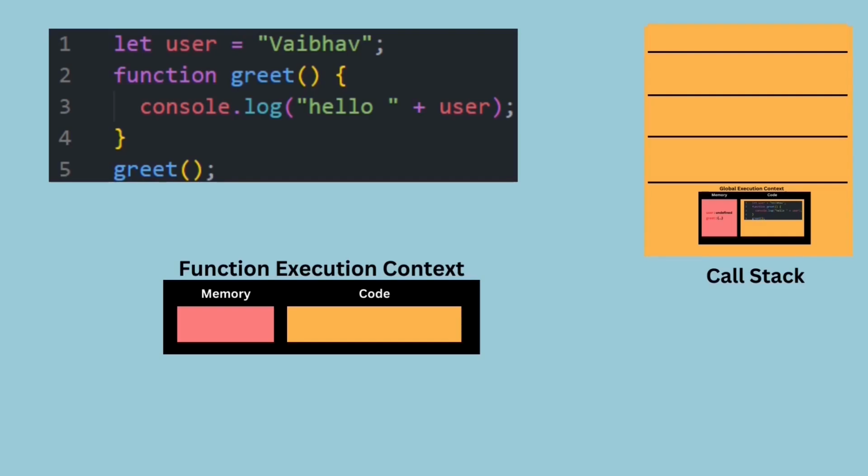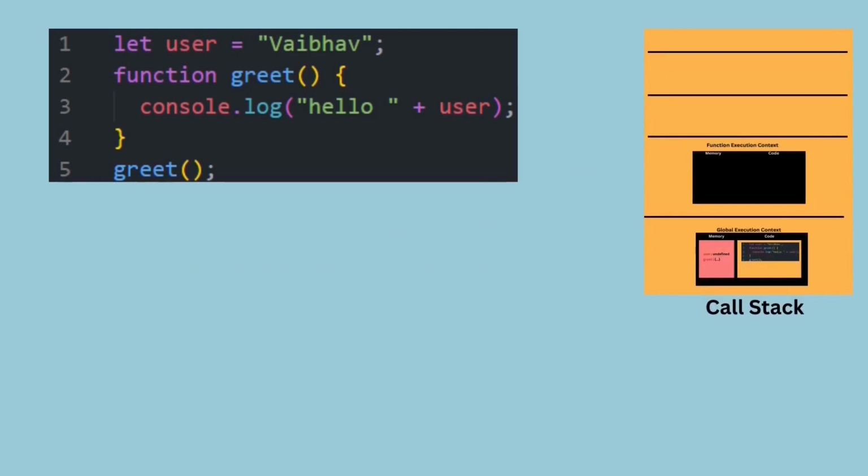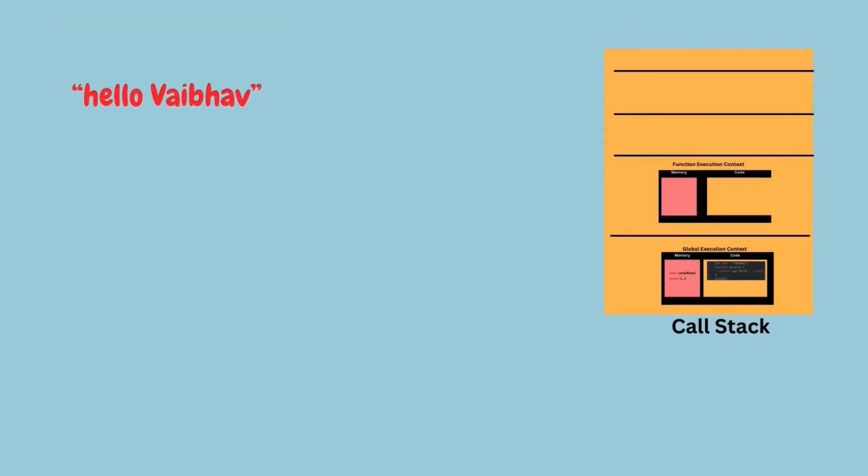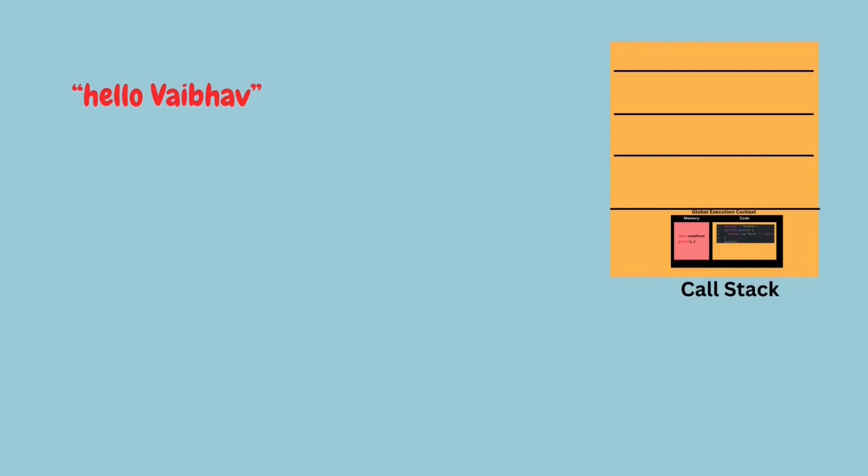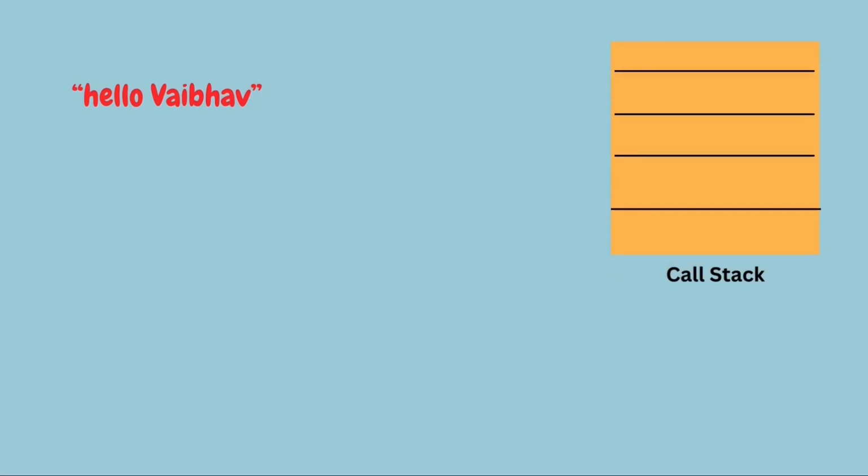Again this context will be pushed into the call stack of the JS engine, and after this console.log will run and hello web app will be printed. Then the function execution context will be destroyed, or popped out from the call stack. After that the global context is also completed, so it will also be popped out. So this is how JS works under the hood.